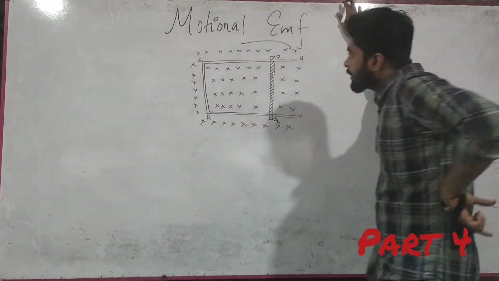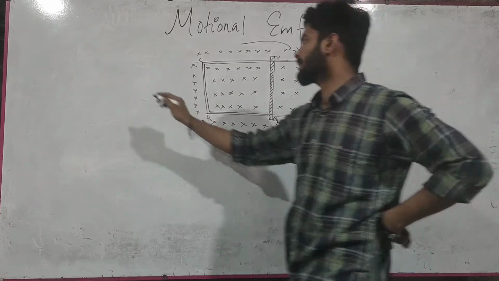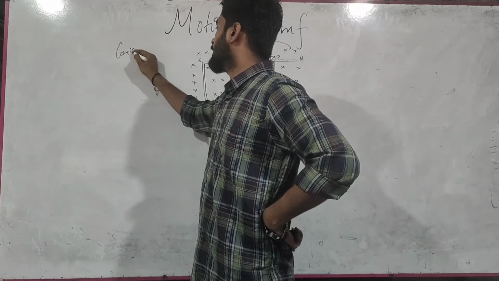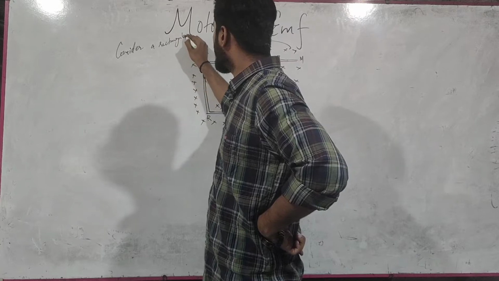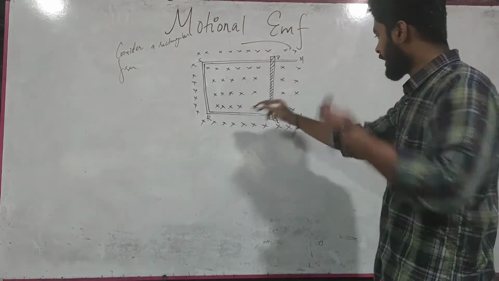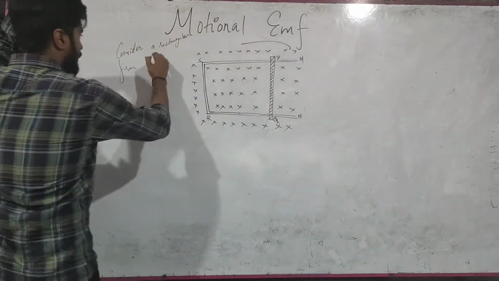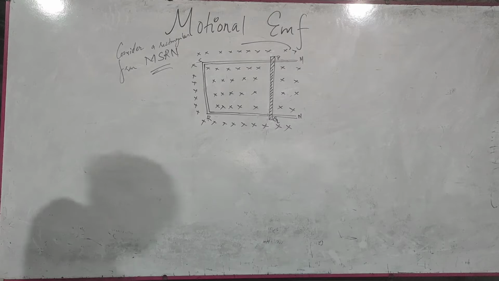Now here we have to learn about what is motional EMF. Here we have a rectangular frame. Consider a rectangular frame, which is MSRN. So MSRN is the rectangular frame.